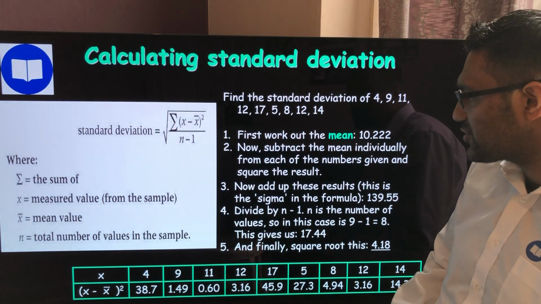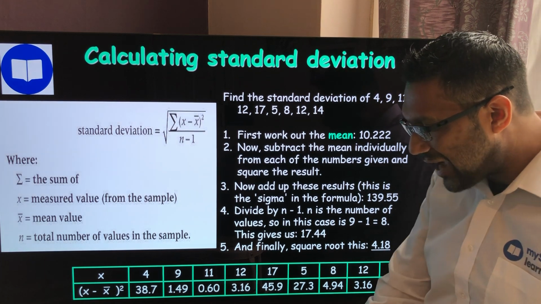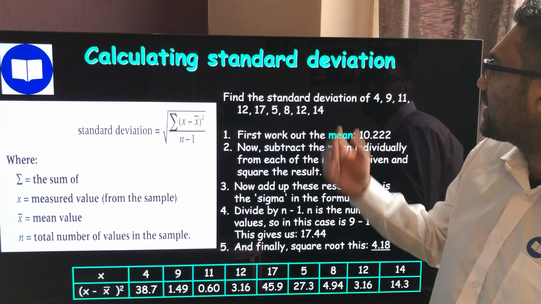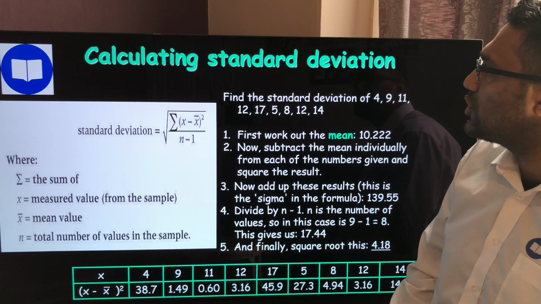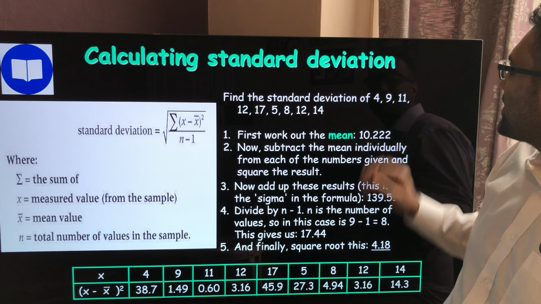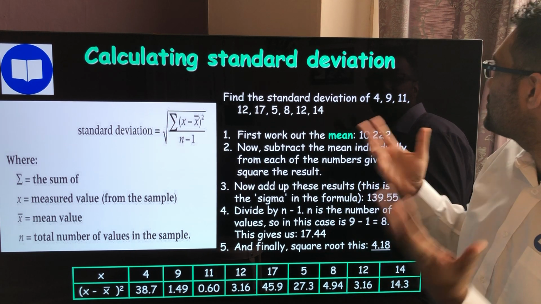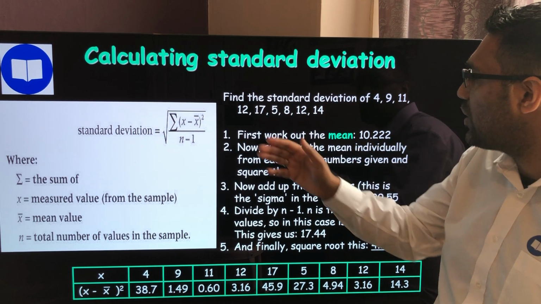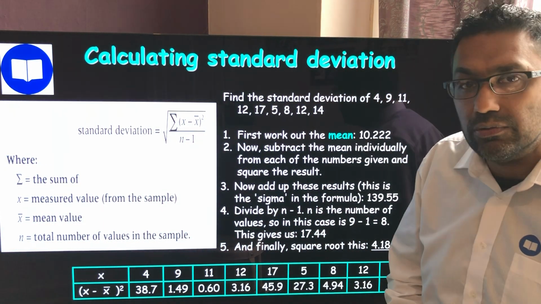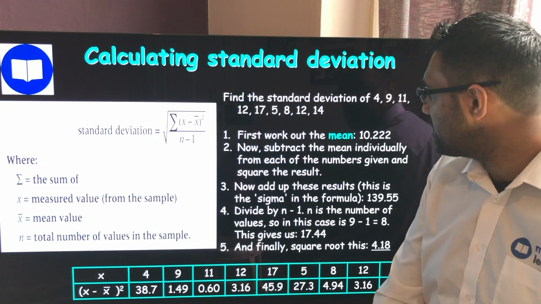But here's a worked example of how you calculate a standard deviation. Find the standard deviation from these numbers. Now what do I actually do? How do I do this? Here is my data. I went onto the field and I counted these numbers: 4, 9, 11, 12, 17, 5, 8, 12 and 14. You can see I can count. So those are a set of numbers.